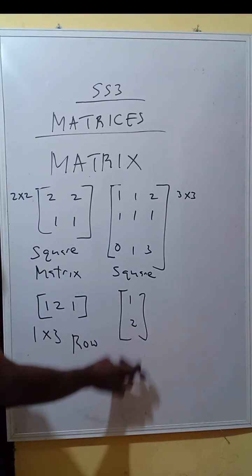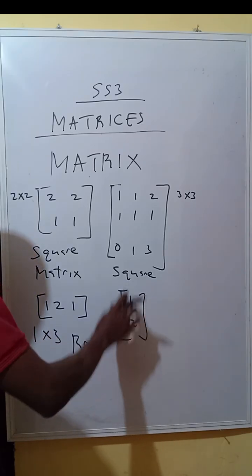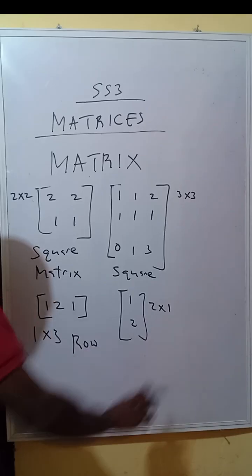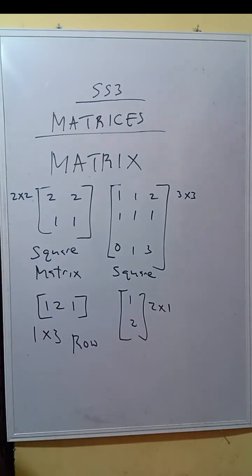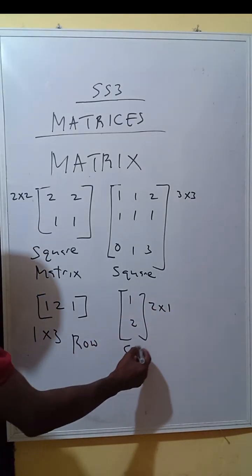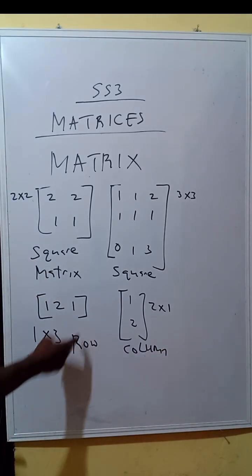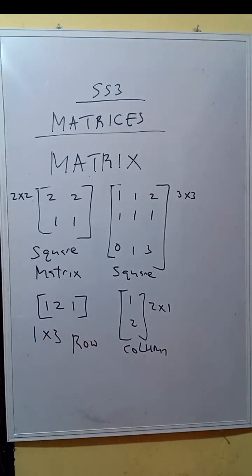This one has one column. It has 2 rows, but 1 column. This is a 2 by 1 matrix: 2 rows, 1 column. This one is a column matrix. Why is this a row matrix? A row matrix has only one row. A column matrix has one column. Very, very important. A row matrix has one row. A column matrix has one column.